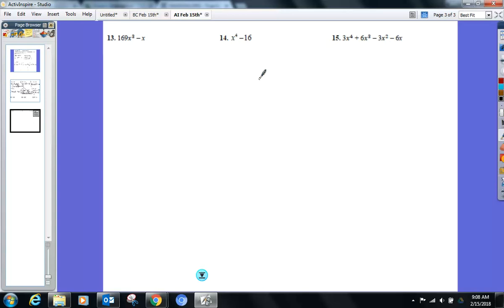That exponent's even. So it's a perfect square. It's a perfect square for what? X squared, right. And x squared. The 16, 4 and 4. What do you know about the signs?